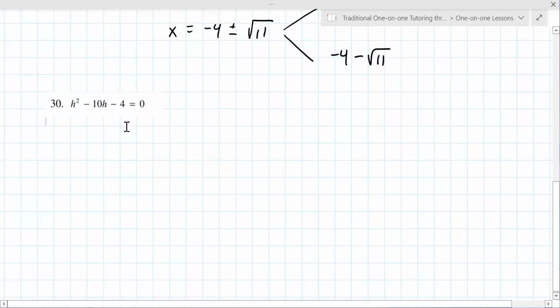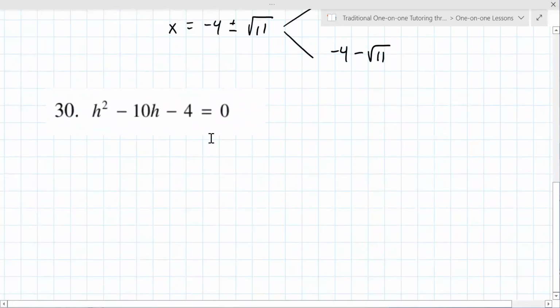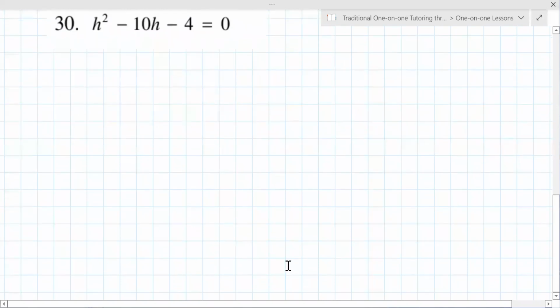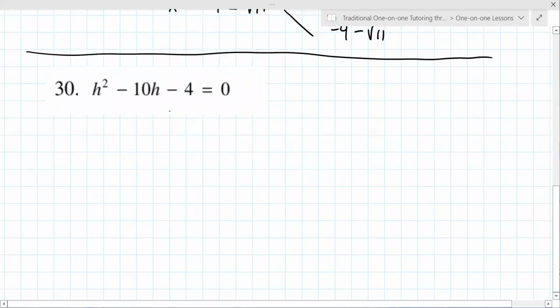It's really no different. Same set of steps. You start by moving that constant term to the other side. This time we're going to add though instead of subtract. h squared minus 10h equals 4.